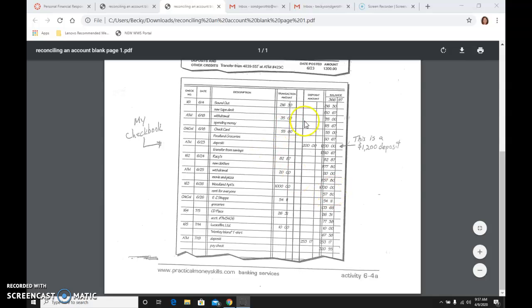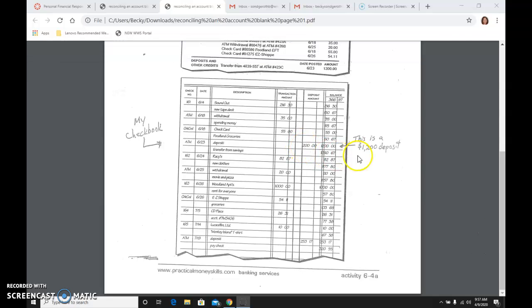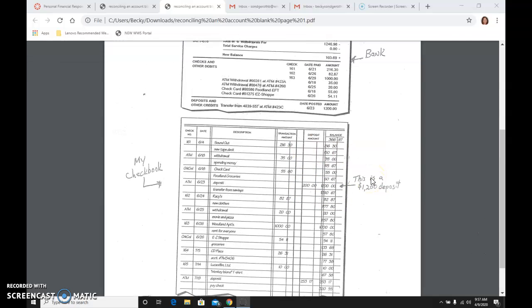Then down below we have the checkbook. So this is my checkbook register, similar to that last activity you did, getting a running balance going. And just to clarify, this is a deposit of $1,200, $1,200. That one's kind of hard to see, so I want to make sure you saw that.